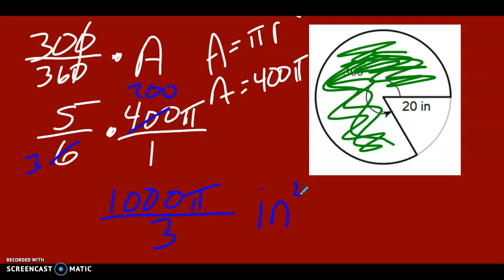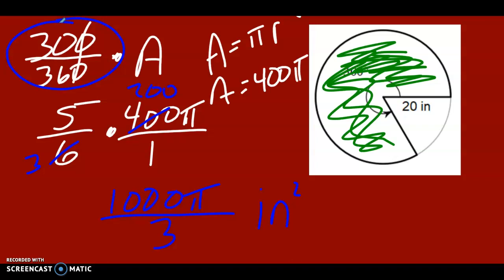So for you calculator people, you can leave this 300 over 360 as a fraction in your calculator if you want to, and just do 300 ABC 360 and times it by 400. Once you calculate the area to be 400 pi, we're going to do the operations on 400. We're just going to have a pi in our answer. So you can just go ahead and do 300 ABC 360 and times it by 400. And that can get you to 1,000 pi over 3 square inches.